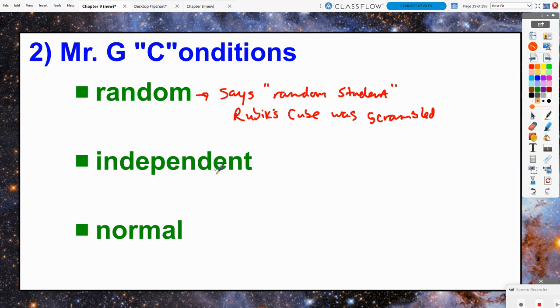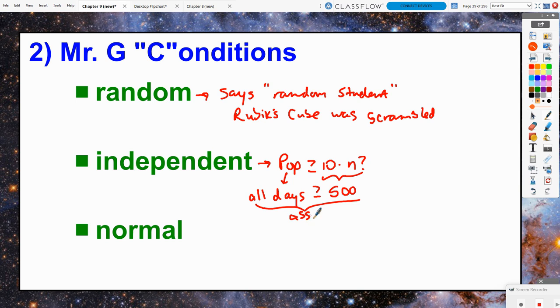For the independent condition, is the population at least 10 times our sample size? Well, what was our sample size? Well, our sample size was 50 days. So 10 times 50 would be 500 days. And so the population would be all days. And can we assume that Mr. G could solve this Rubik's Cube in more than 500 days worth of days? And absolutely, that would be okay. So we'll just say assume true.